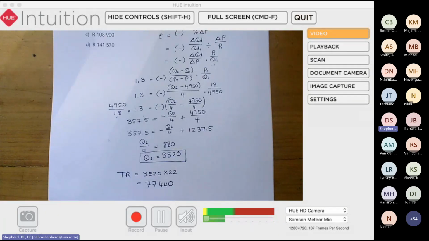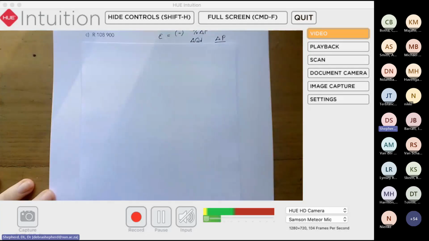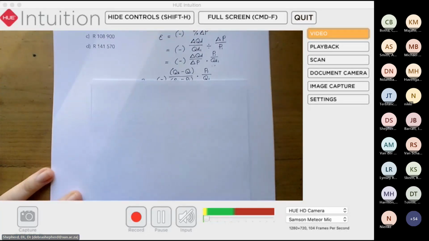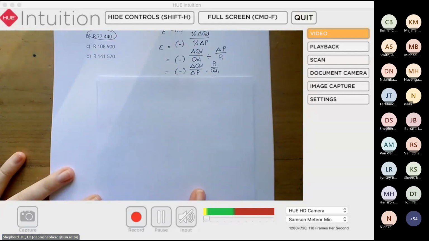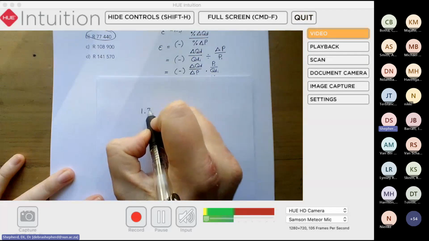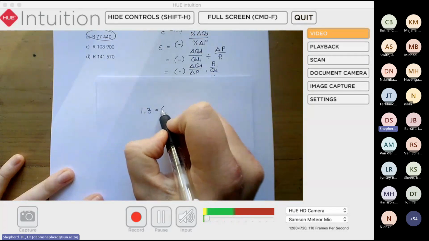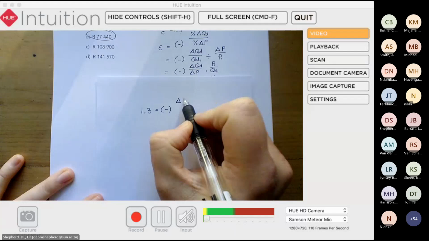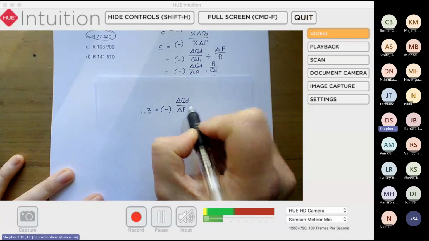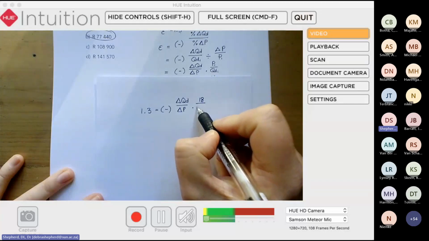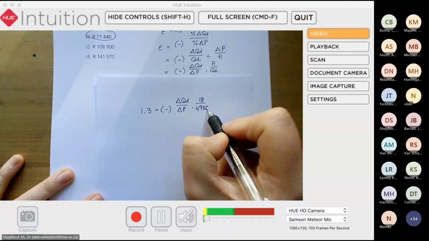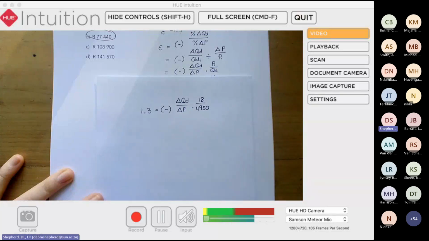There is actually one other way that I could have solved this. I'm just going to show you quickly how that would look. So starting from this point here, 1.3, which is the elasticity, would be minus the change in QD over the change in price. And my price 1 is 18, and my quantity 1 is 4,950.